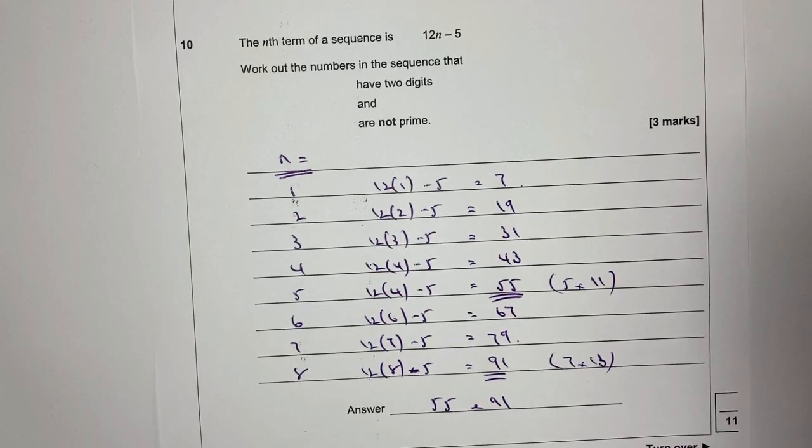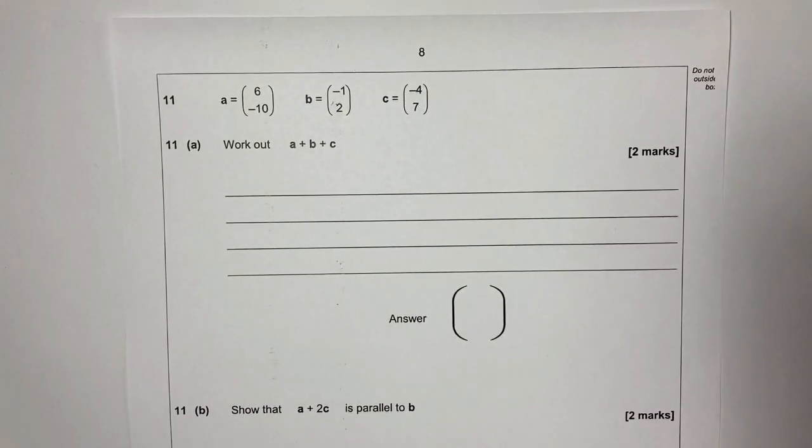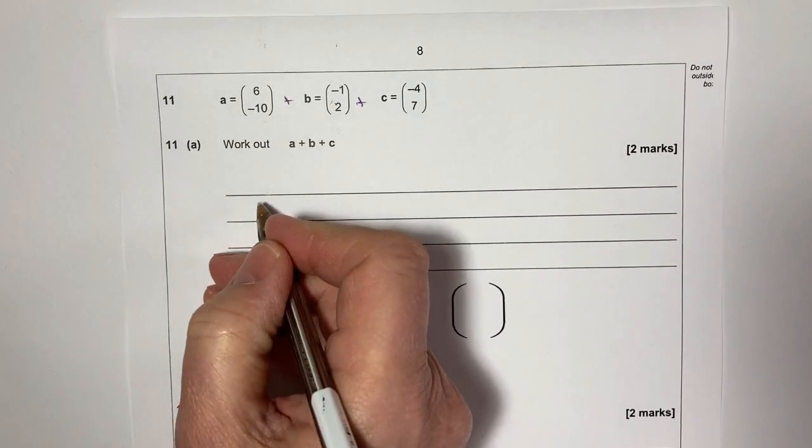Let's have a look at question number 11, which is dealing with matrices. Matrices are just a representation of vectors. In this one we're going to work out a plus b plus c. All we're going to do is add the lines along on each of these. So a is going to be 6 plus minus 1 plus minus 4.